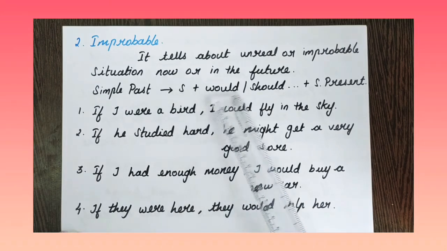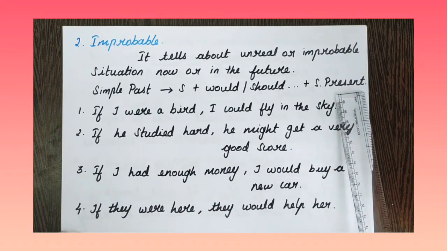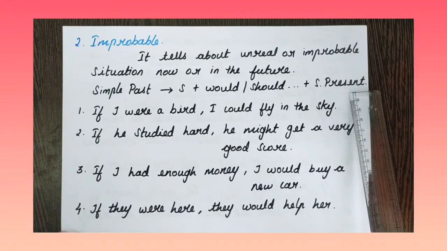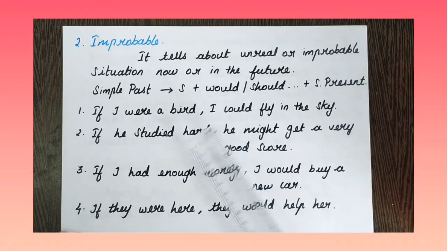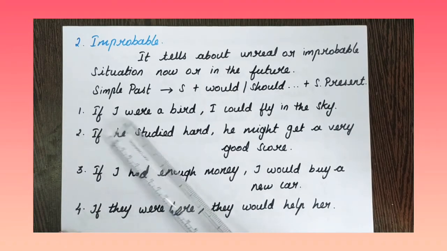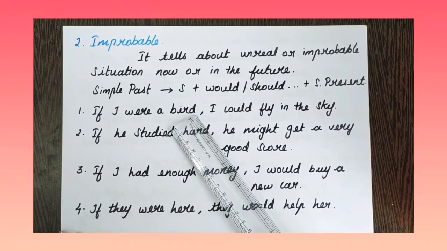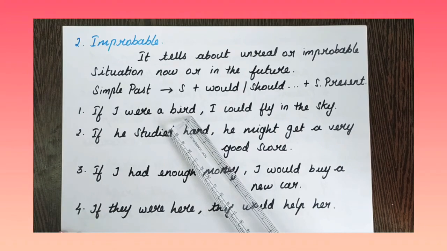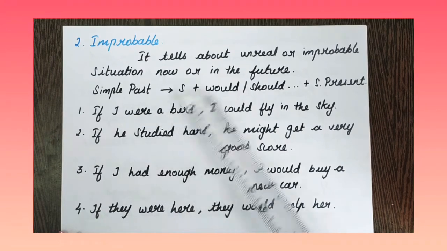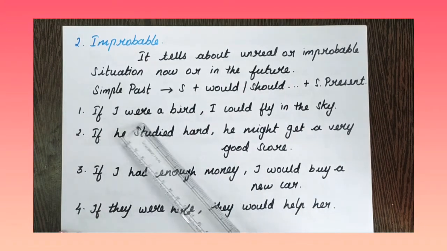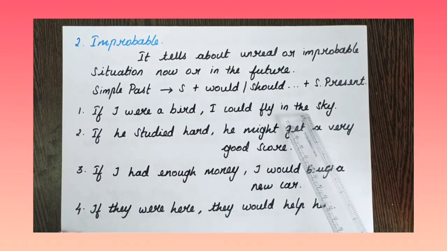So the subject would, should with the main verb in simple present tense form. See the first example: if I were a bird. Is this really possible? No. So it is an unreal situation. If I were a bird, I could fly in the sky.